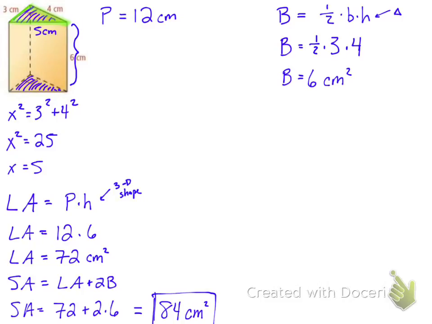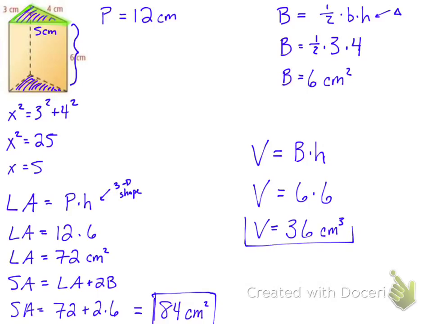And then the last thing I can do is find my volume. To find the volume, I take the area of my base and multiply it by the height. Again, the height is the distance between the bases. So volume is equal to the area of the base, which we said was 6, times the height, which is also 6. So my volume is going to be 36, and since it's volume, 3 dimensions, it's going to be cubic centimeters, so centimeters to the 3rd power.